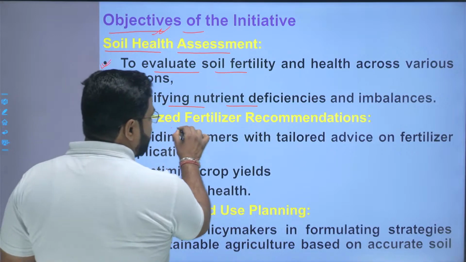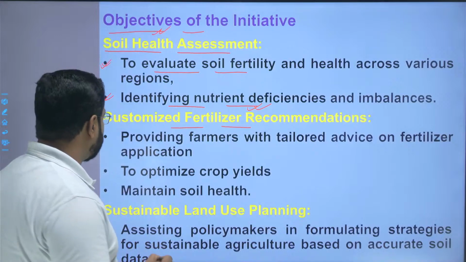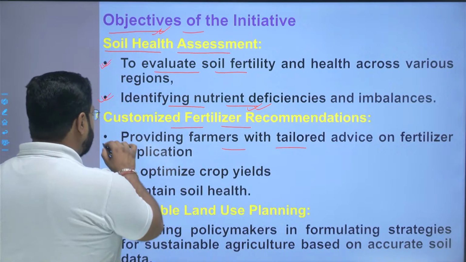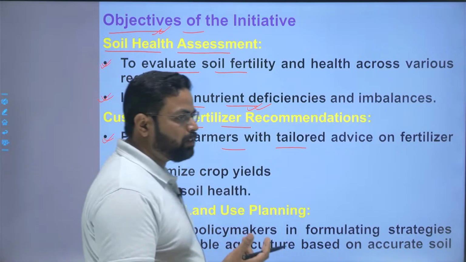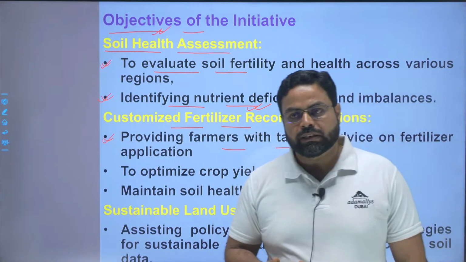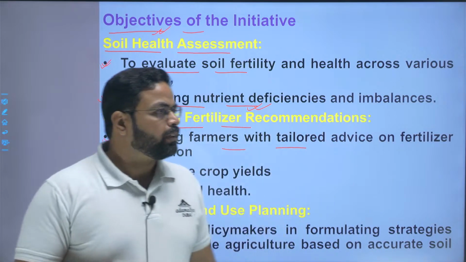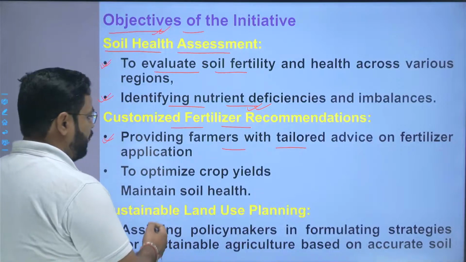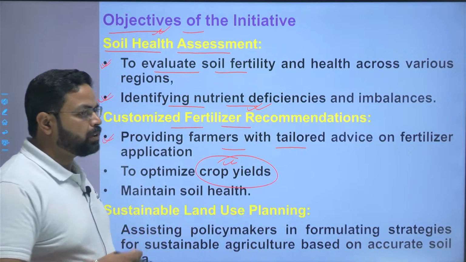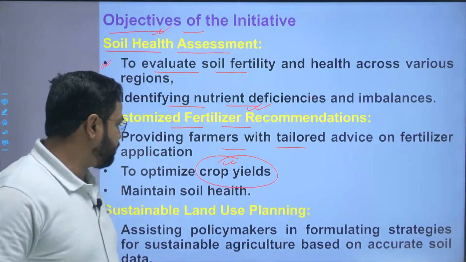Next is customized fertilizer recommendations, which will be provided to the farmers, so the farmers will get tailored advice on the application of fertilizer, that what kind of fertilizer they should use, what quantity of fertilizer they should apply in their field, and what should be their effort in this, and to optimize the crop yield, maximum output with minimum input should be ensured through this method or through this mapping pattern.